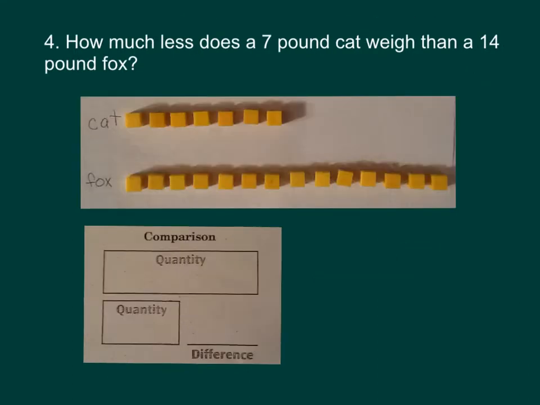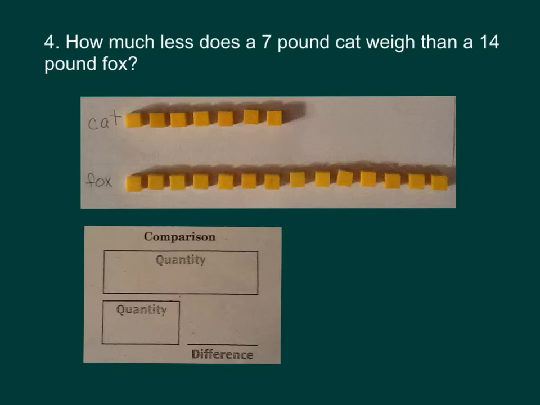Boys and girls, let's take a look at our fourth and last question for right now of our number stories. It says, how much less does a 7-pound cat weigh than a 14-pound fox? This is the kind of problem we've been working on this week that we call a comparison. So I was thinking about how we did this week, and I lined up this information here using Unifix Cubes. So first, let's fill out our comparison diagram.